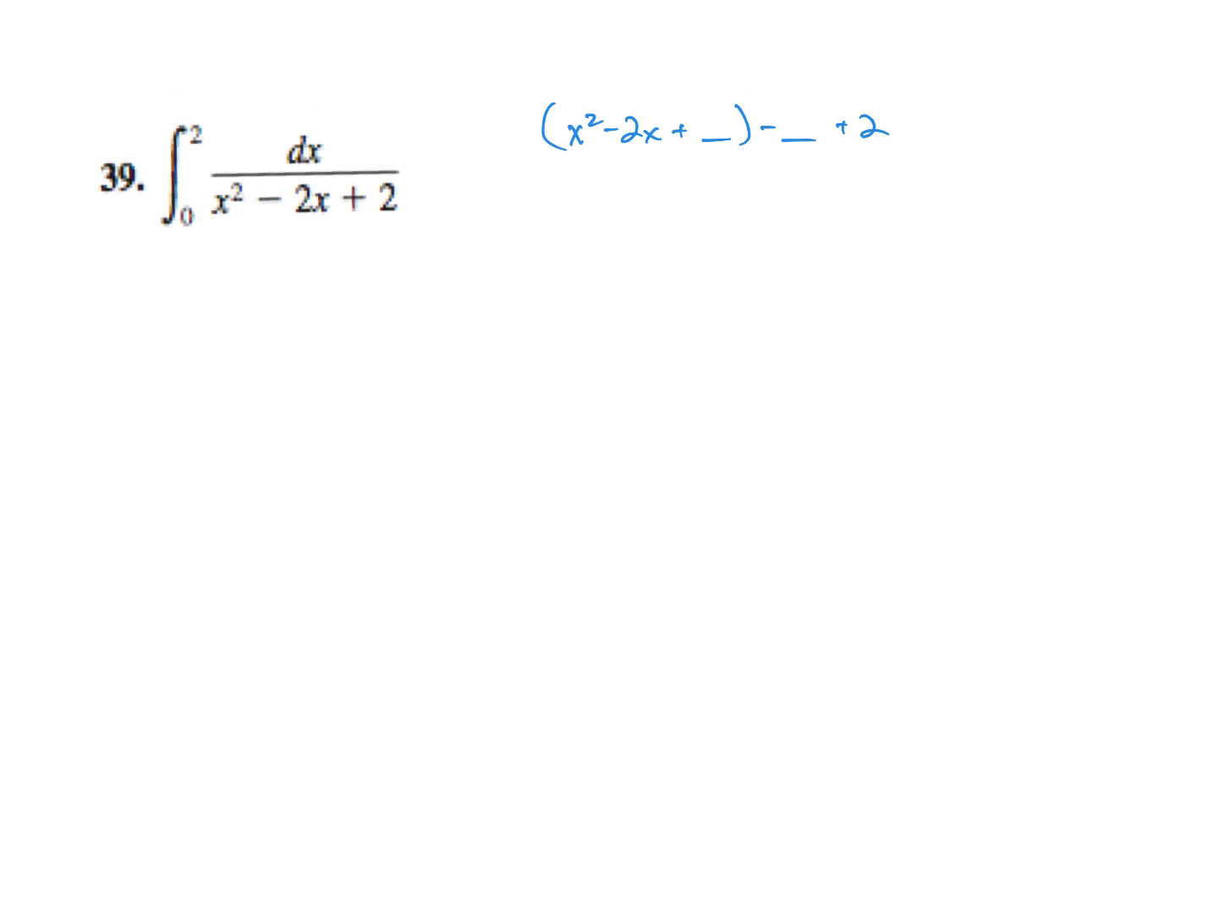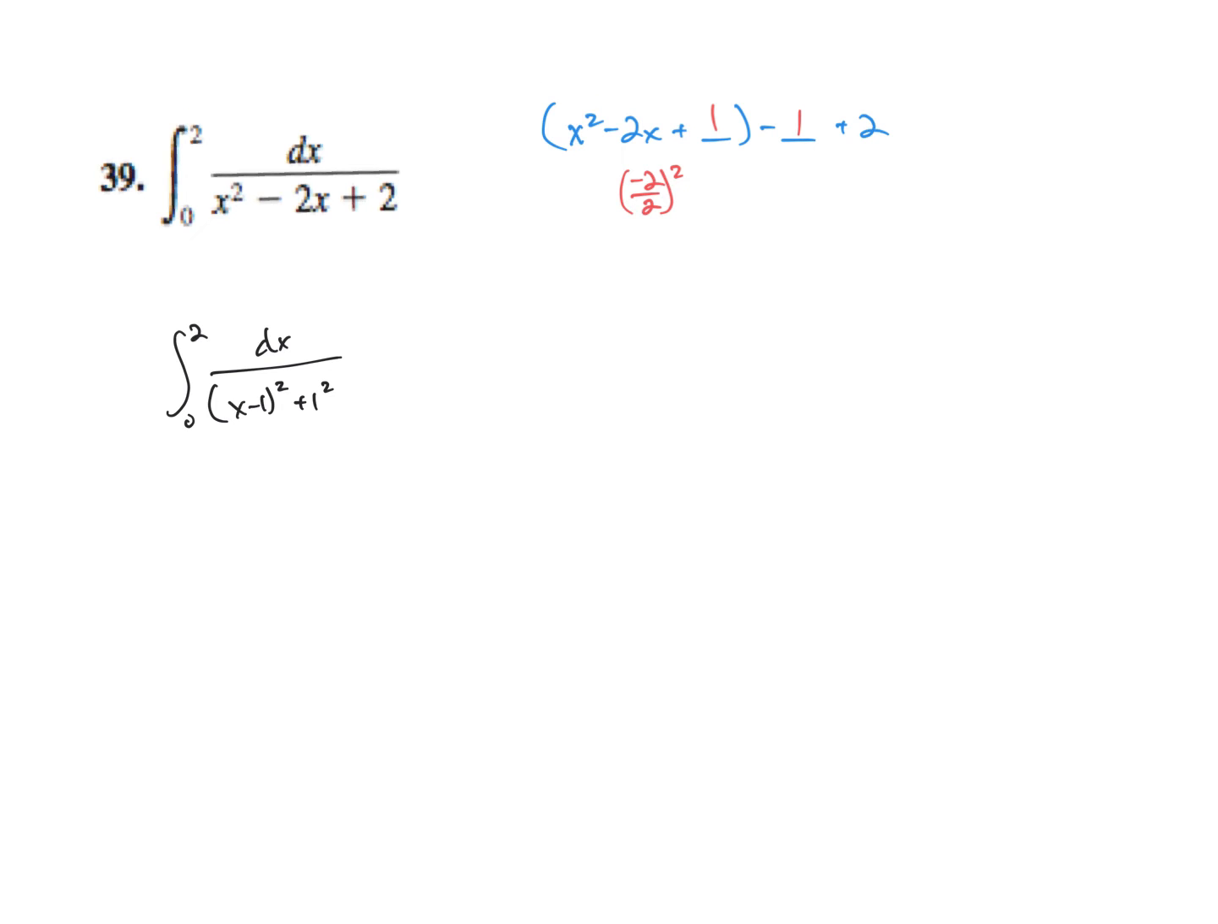All right, so what's my b? Negative 2. You did it again. Negative 2 divided by 2 and square it. So what do we add? 1. What do we subtract? 1. It's not always going to be 1. So then we'd have dx over the quantity of what? X minus 1 squared, and then plus 1. I'm going to call it squared as well.